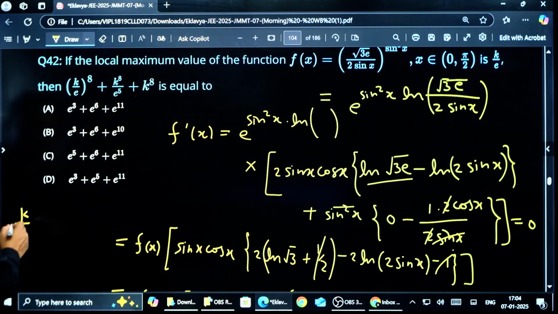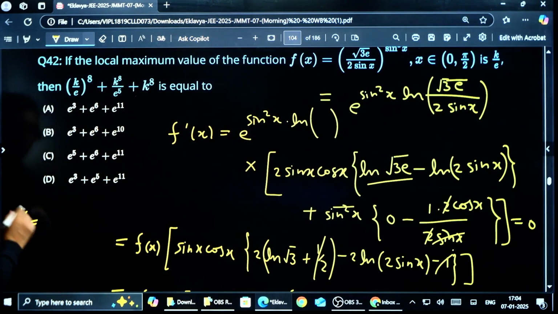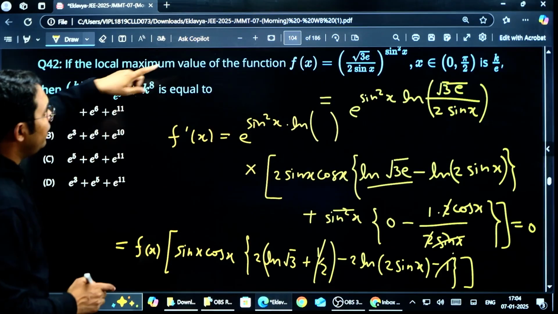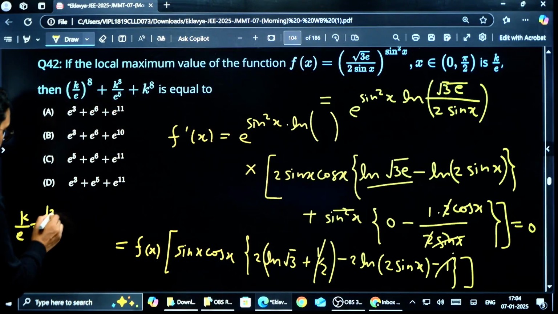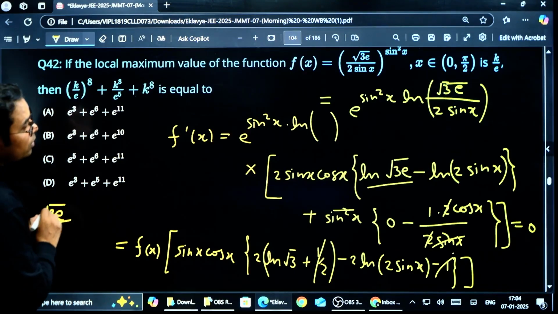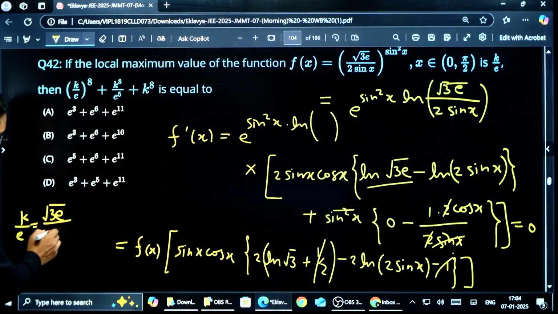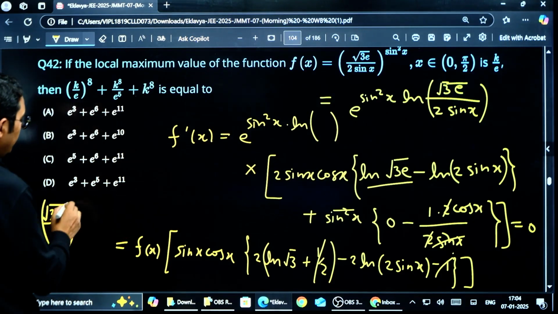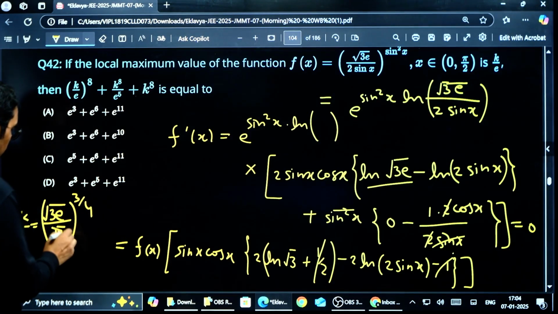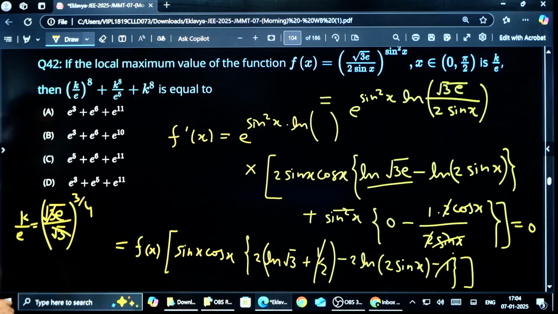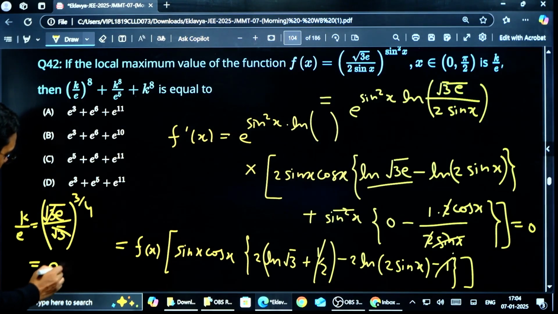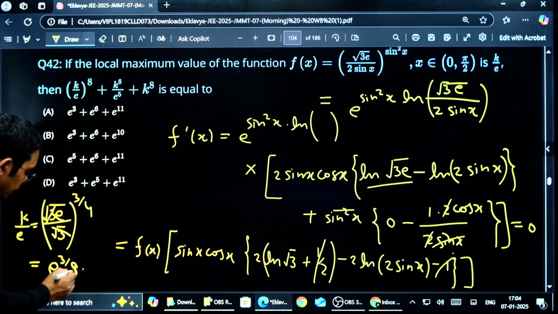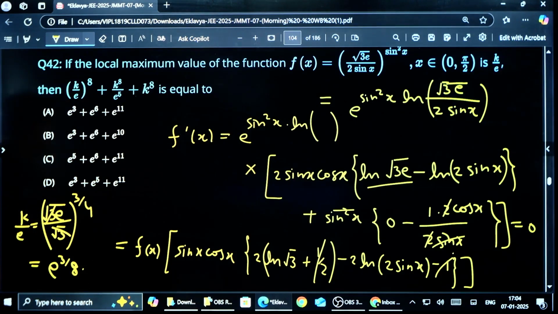K upon e. That maximum value would be, we just need to put pi by 3 in place of x. So it will be root 3e upon, I think, 2 sine pi by 3, that is root 3 here, whole power sine square x, that is 3 upon 4. This root 3 is cancelled here. So we are getting k upon e to be equal to, I think, e power 3 upon 4 times 3 upon 8, because that root is also there. So 3 upon 8. Okay.